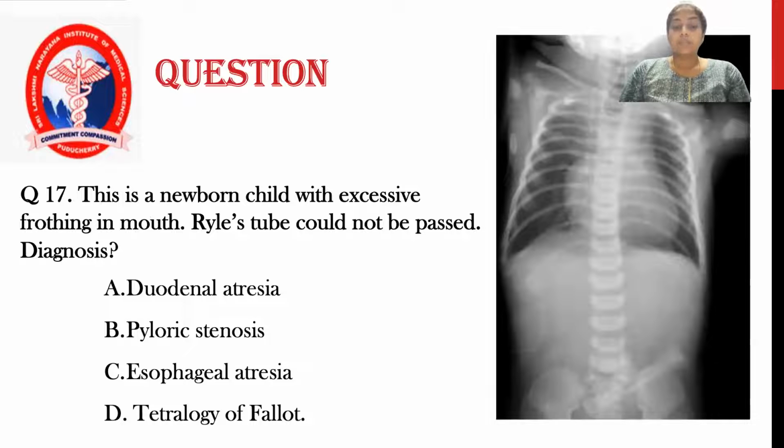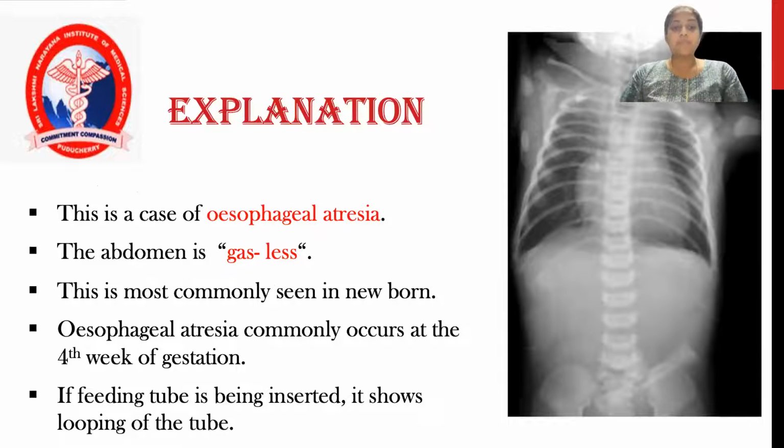This is again a case of a newborn with excessive frothing in the mouth. Ryle's tube could not be passed. What would be your diagnosis? Can it be a duodenal atresia, pyloric stenosis, esophageal atresia, or tetralogy of Fallot? It is a case of esophageal atresia.